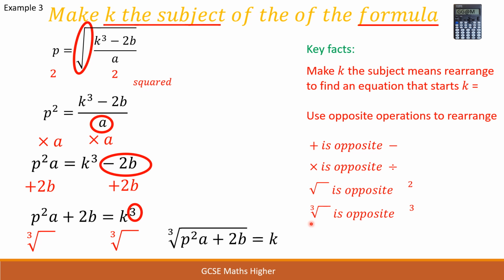So our final answer will be written as the cube root of p squared times a plus 2 times b is equal to k, or you could have written it the other way round, so k is equal to the cube root of p squared a plus 2b. Give yourself a big tick if you got that correct. Well done. Again, this question could be on the calculator paper or non-calculator paper, but the wording will be make k the subject of the formula. You need to understand what that means and how to follow these steps.